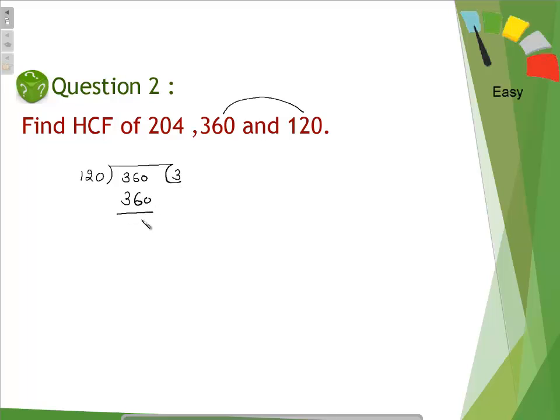Performing the conventional division. Since we are getting remainder as 0, 120 will be the HCF of these two numbers, 120 and 360. So this is the HCF. Now we will perform the division once again. We will take the latest HCF outside and the remaining number inside and perform the conventional division.